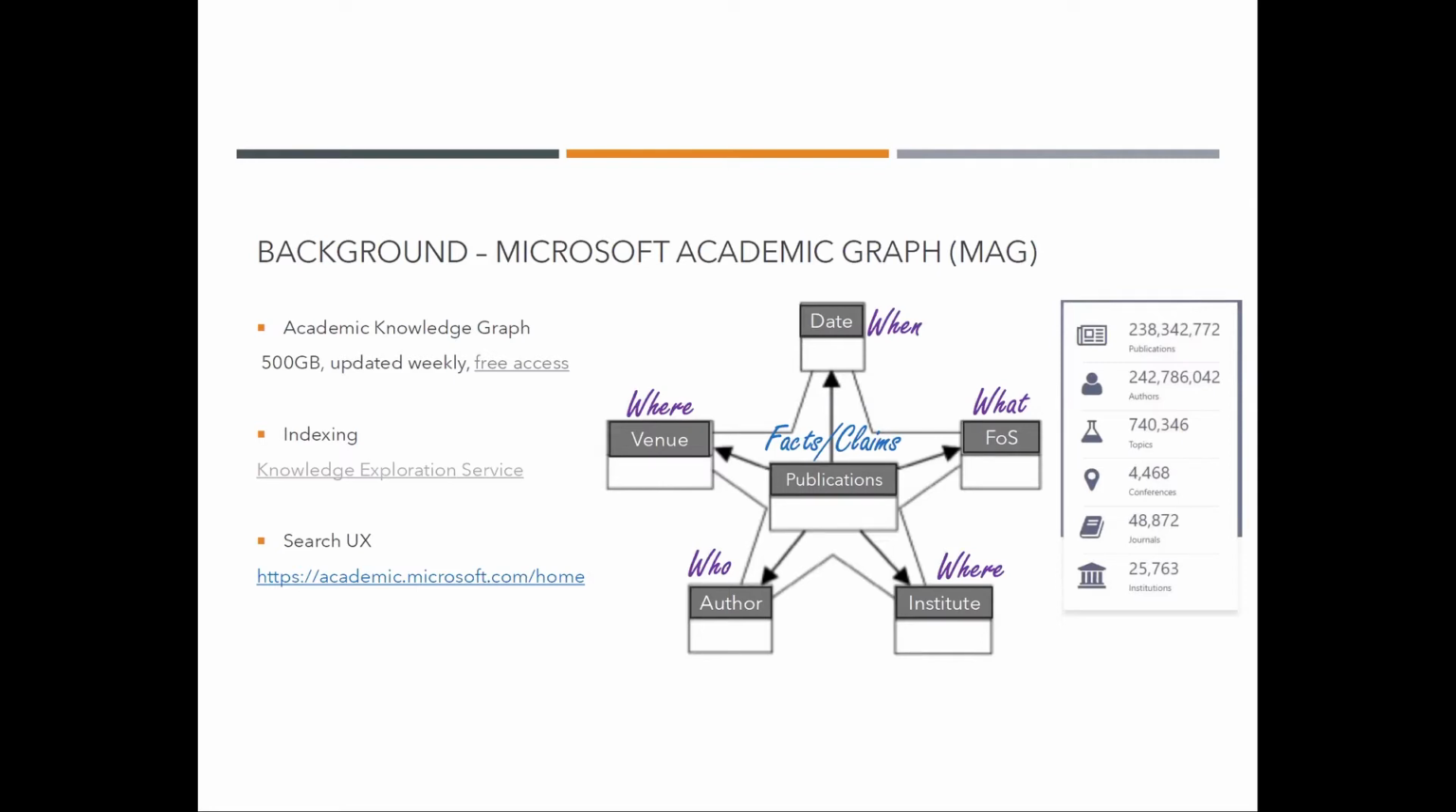This graph is quite fresh. It's updated weekly, and it can also be freely accessed in Microsoft Azure storage. The other 2 key components are the Microsoft Academic Knowledge Exploration Service. This is used to index the content behind the knowledge graph and enable a front-end search UX for semantic search or exploration powered by backend data.